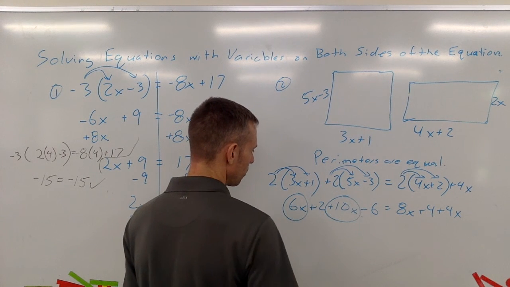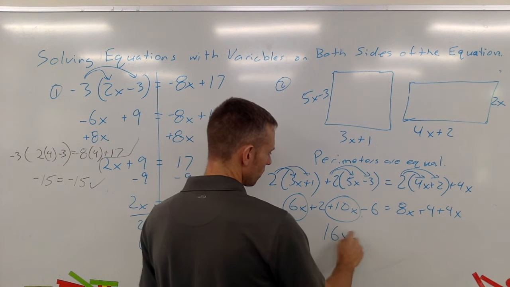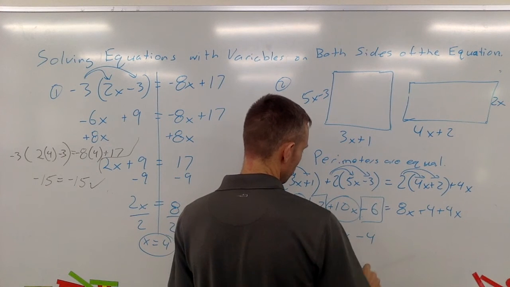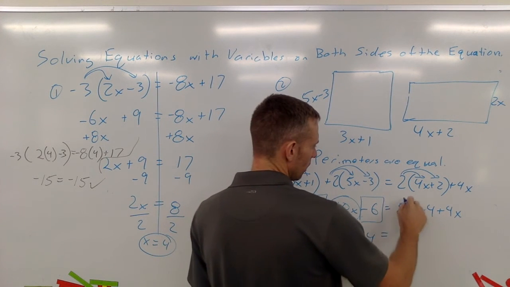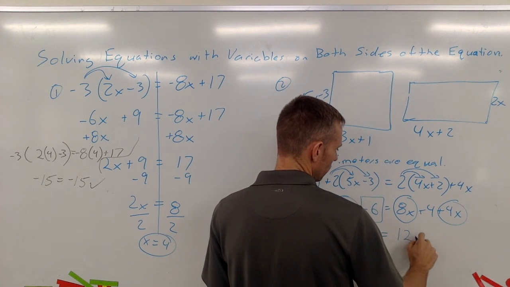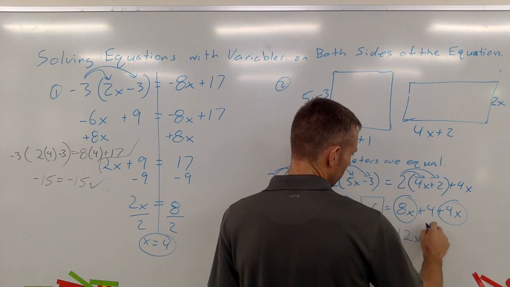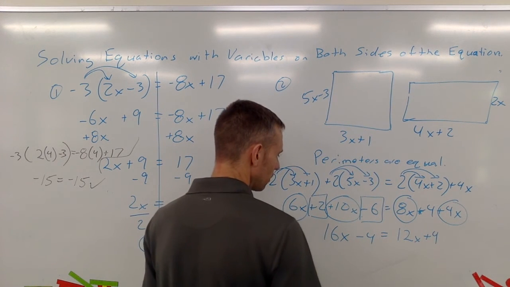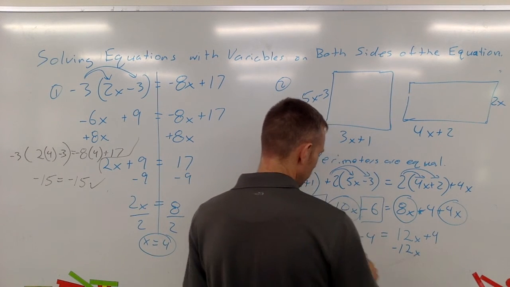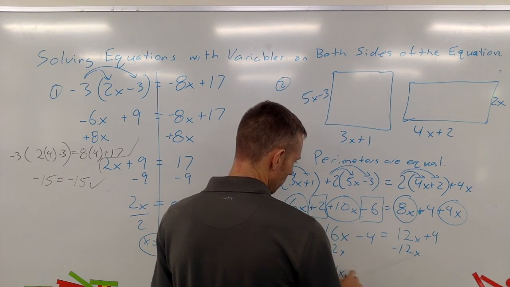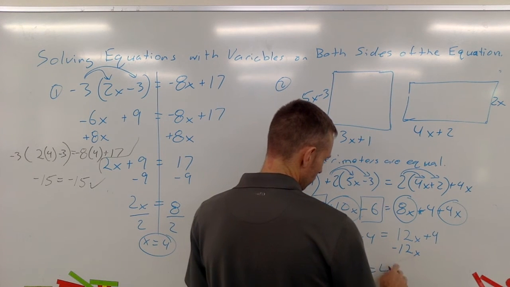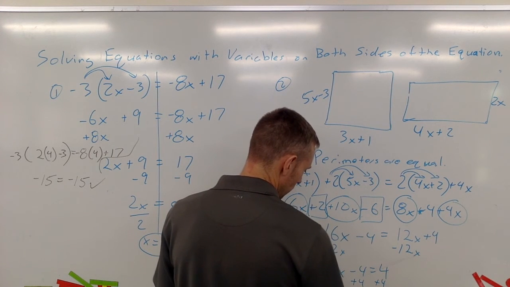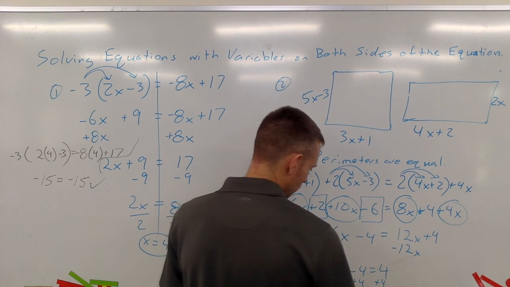Here's my like terms, this positive 6x and that 10x. That gives me a positive 16x. Here's another like term, positive 2 and negative 6. That gives me a negative 4. Here's a like term and a like term. That gives me 12x. And here was my positive 4 here. Okay? I'm going to combine like terms again. This time I'll subtract my 12x and get 4x minus 4 equals this 4. I'm going to add 4 to both sides, and I get 4x equals 8, and then x equals 2.